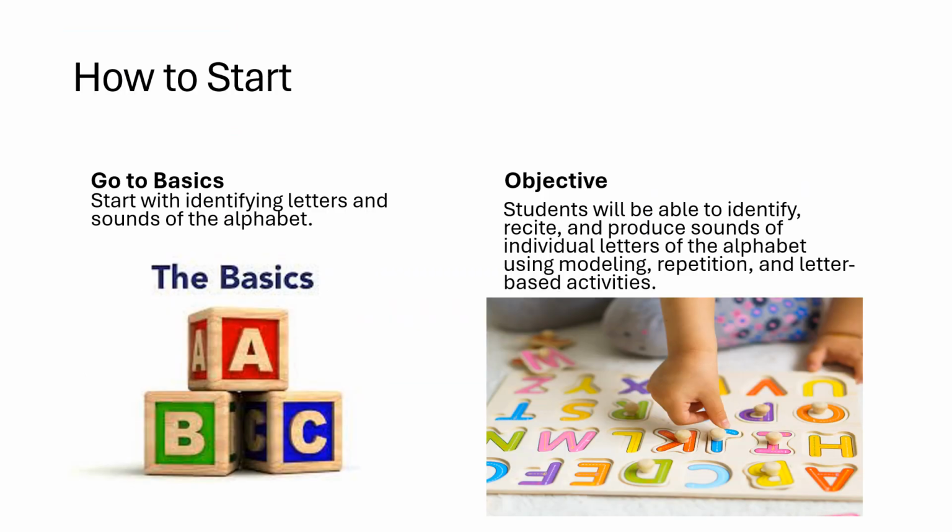comprehension. This means to accomplish the standard, we must first teach the basics of reading, starting with identifying letters and sounds of the alphabet. An example of an objective for this goal would be: students will be able to identify, recite, and produce sounds of individual letters of the alphabet using modeling, repetition, and letter-based activities.